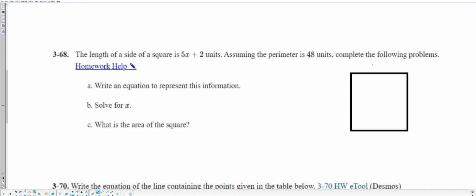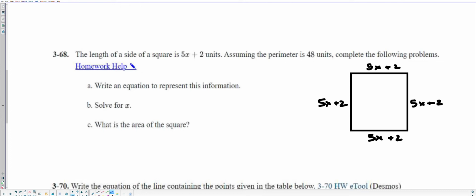And a square has all the side lengths being the same. So if this is 5x plus 2, then that means that this is also 5x plus 2, and this is also 5x plus 2, and this is also 5x plus 2. Right? Assuming that the perimeter is 48 units, complete the following problems.